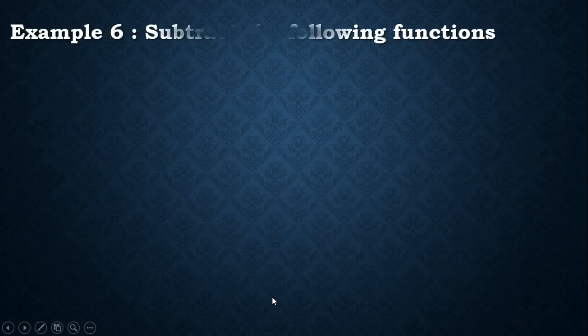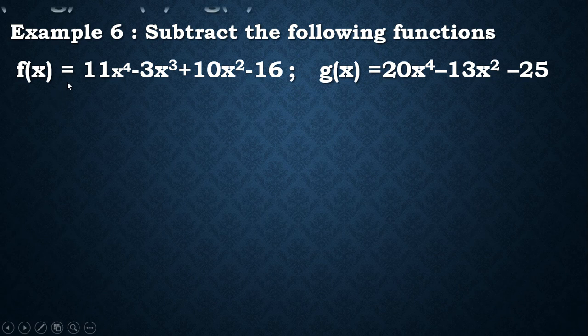How about example number 6, our last example? Our f of x is equal to 11x to the fourth minus 3x cubed plus 10x squared minus 16. Our g of x is equal to 20x to the fourth minus 13x squared minus 25. As you can see, they are in descending order, from the highest exponent down to the lowest exponent.